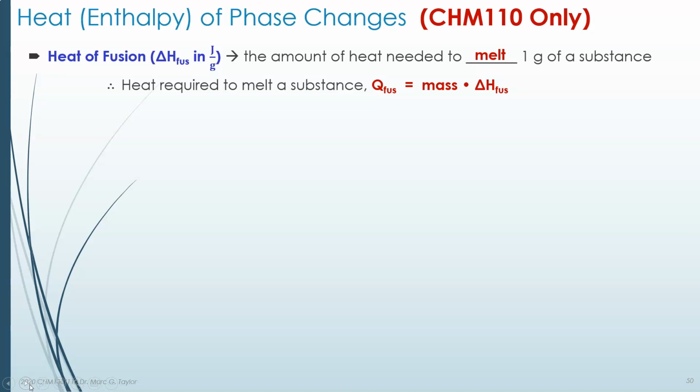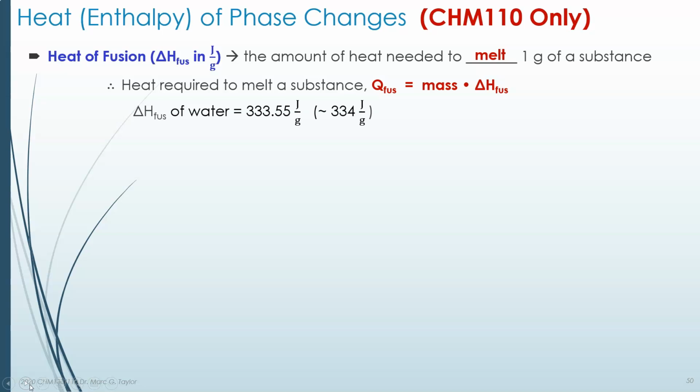And therefore, the heat required to melt a substance, which would be the Q, the total heat of fusion, would be whatever the mass of the material you're working with times the heat of fusion, or the enthalpy of fusion. Remember, mass is in grams, and the delta H of fusion is in joules per gram. So when you multiply grams times joules per gram, you'll just get joules, which is Q, our heat.